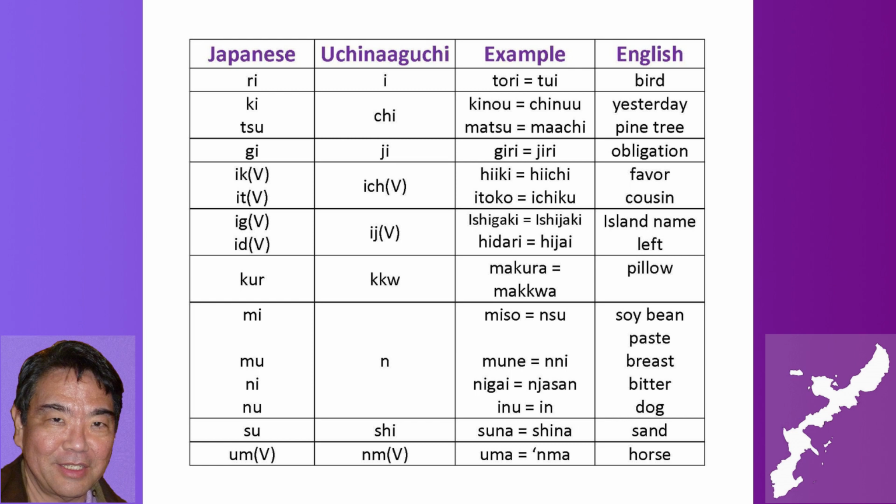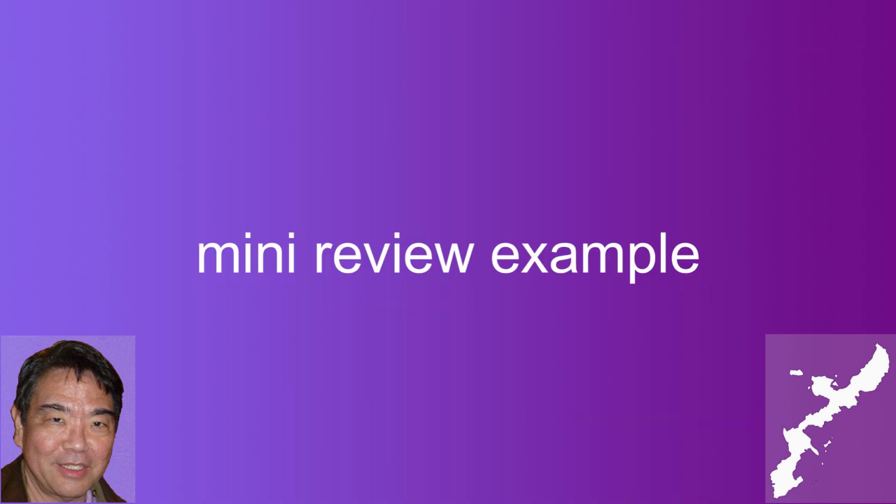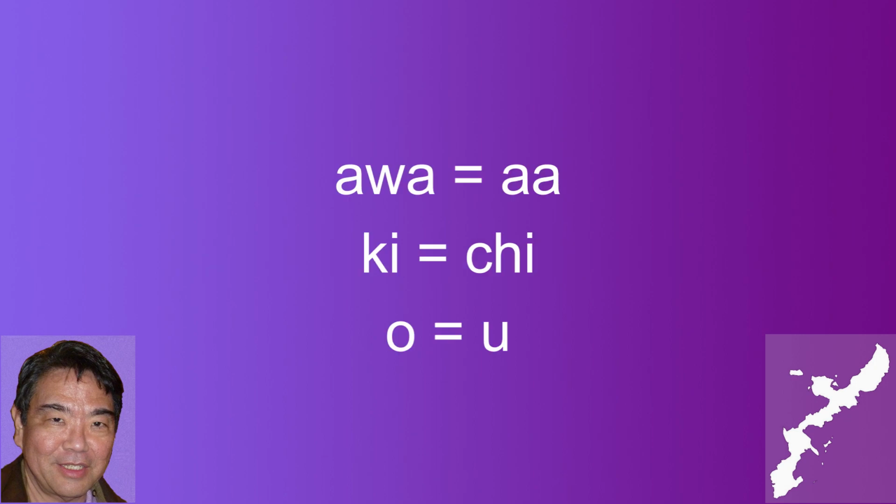This is a long list of sound correspondences, so it would be difficult to remember without knowledge of more Uchinaguchi vocabulary. But slowly, as you learn Uchinaguchi words, you will naturally start to see these rules. Let's do one last example using multiple sound correspondences for a mini review. Awa corresponds to a. Ki corresponds to chi. And o corresponds to u.